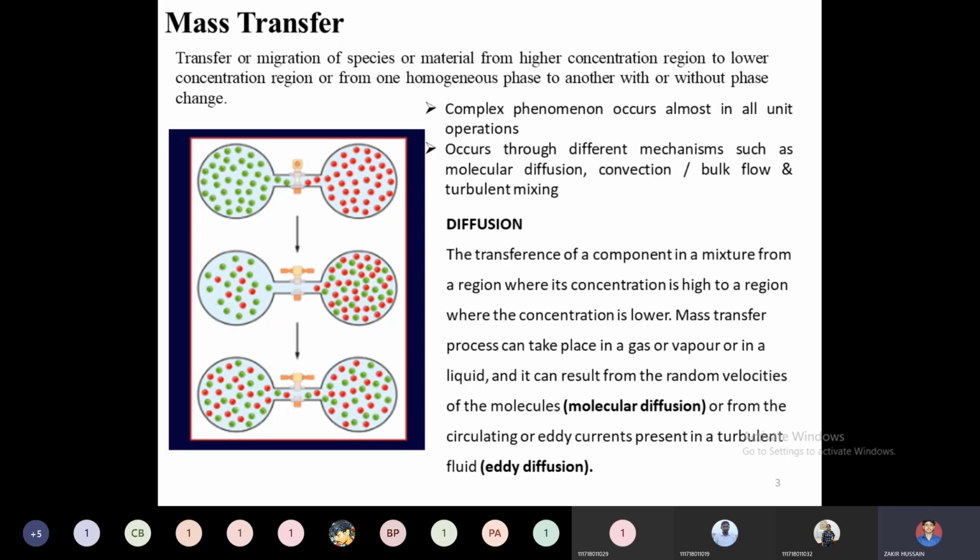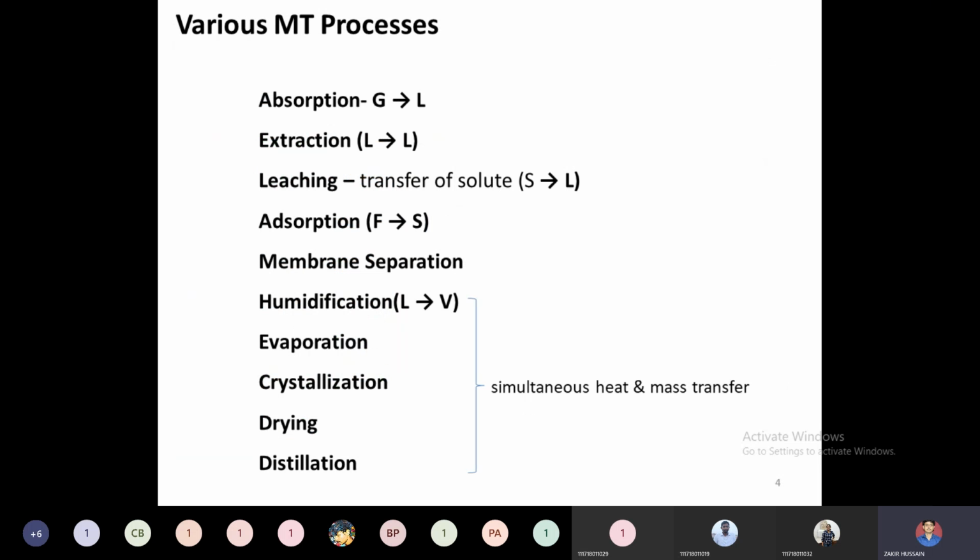This is a clear example of molecular diffusion and eddy diffusion. When some external force is applied, the diffusion process speeds up very much. That process is called the eddy diffusion process. So there are various types of mass transfer operations: the diffusion process, convective, bulk transfer.